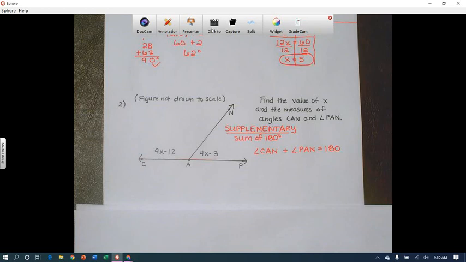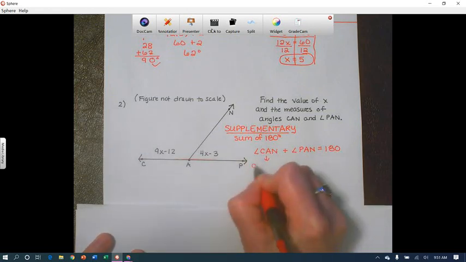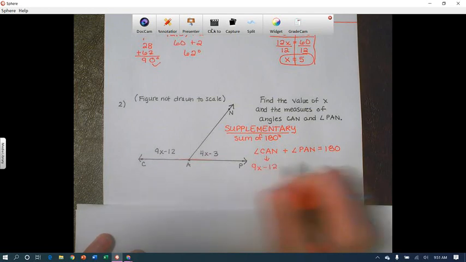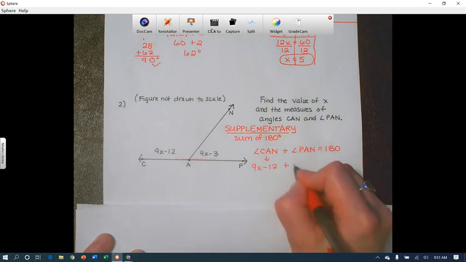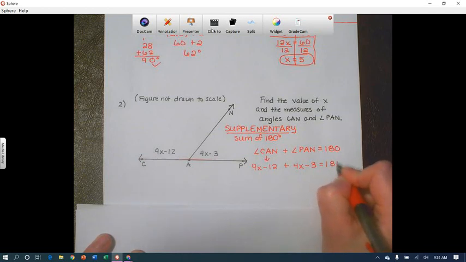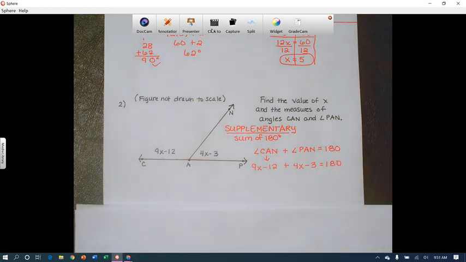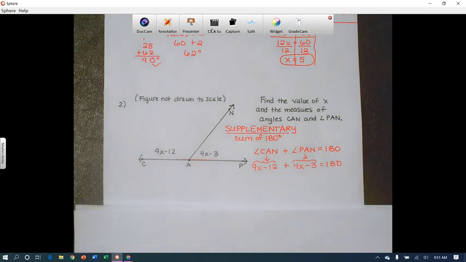So now I'm going to fill in what I know. I know the expression for this angle is 9x minus 12. The expression for angle PAN is 4x minus 3. And that totals 180 degrees. So I have these two expressions to represent those angle measures. And now, just like I did with example 1 with those complementary angles, I can combine like terms.